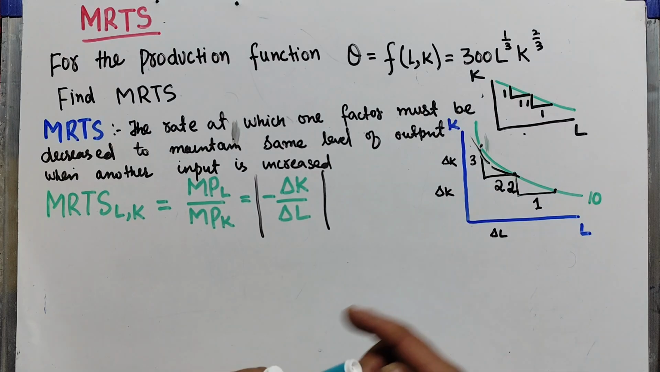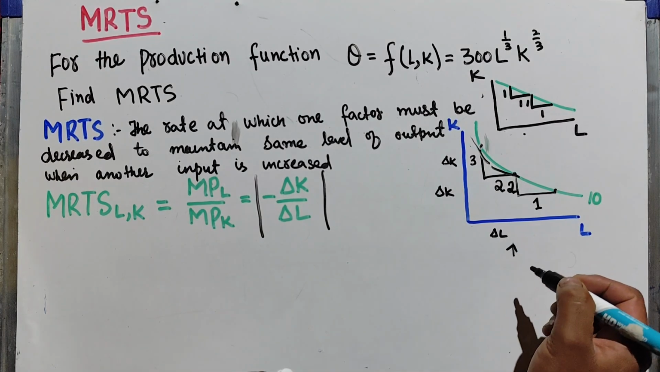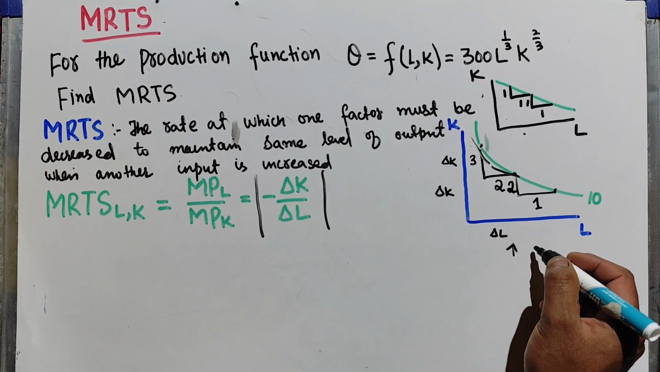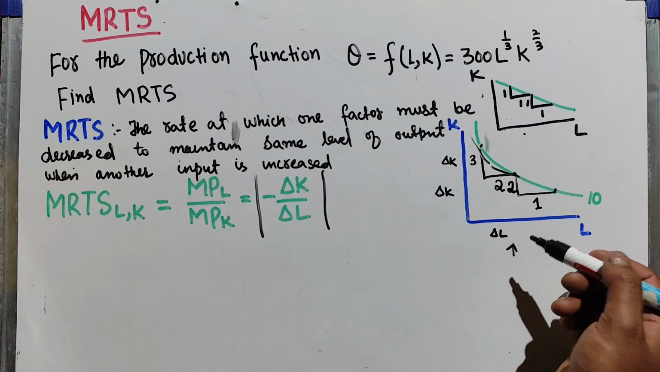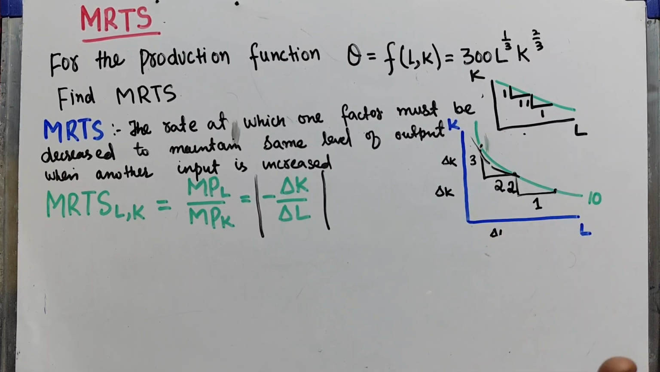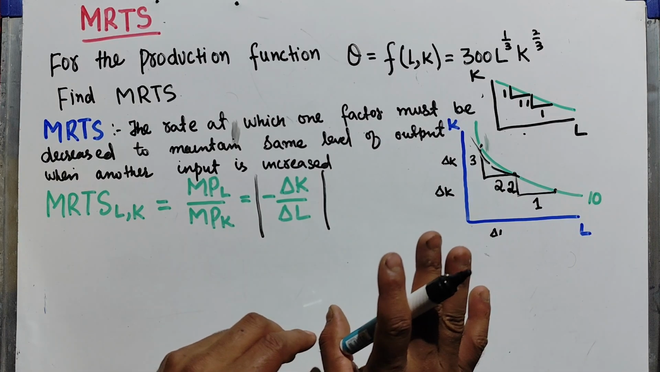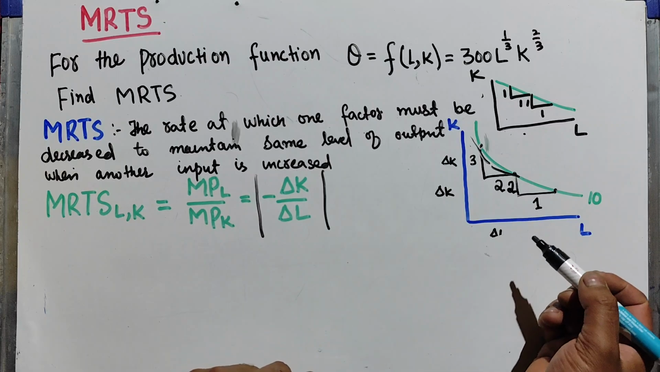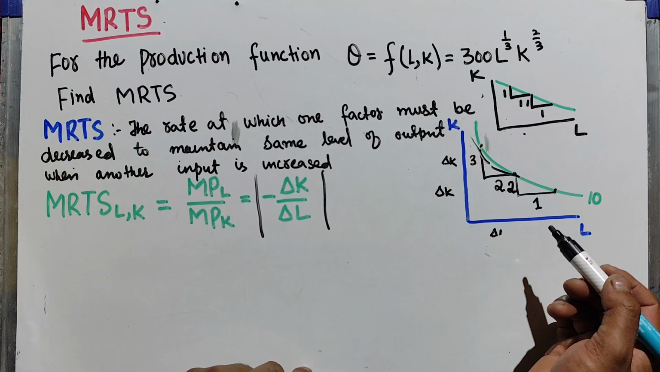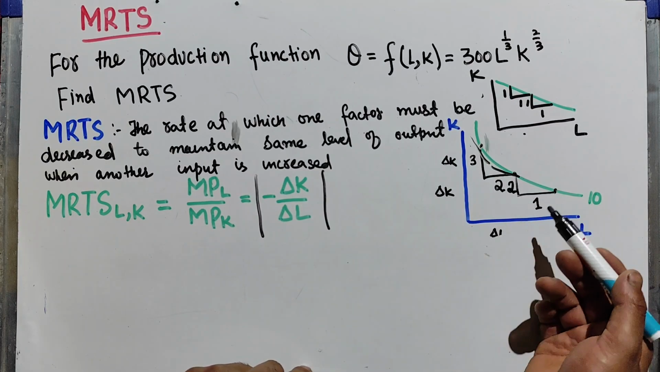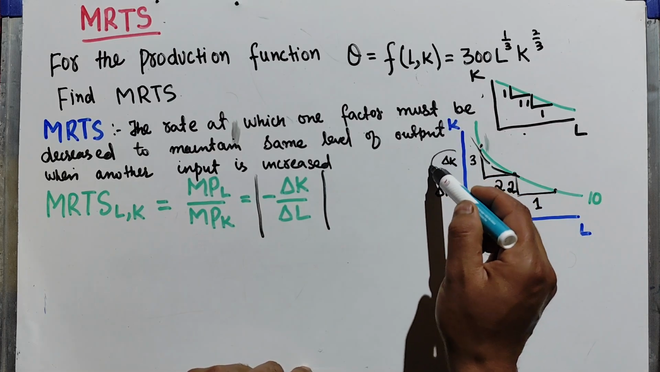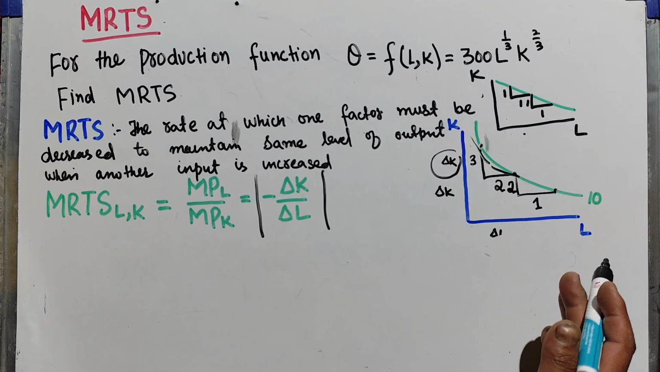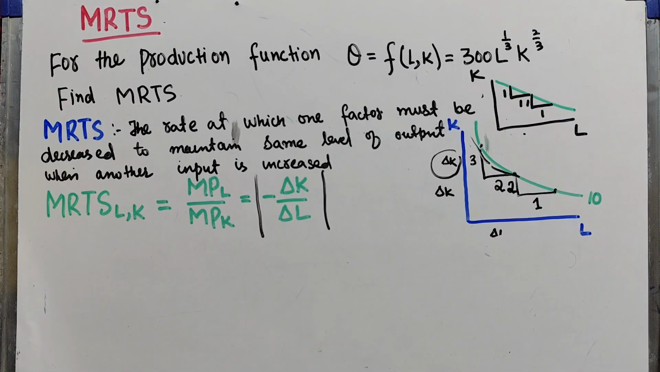Simple thing: how many units of labor do we need to increase to maintain the same level of output? Okay, I am getting confused, sorry. It simply shows us how many units of capital we should increase in comparison to the decrease in the units of labor, so as to maintain the same level of output. I hope I have done justice in the definition part.